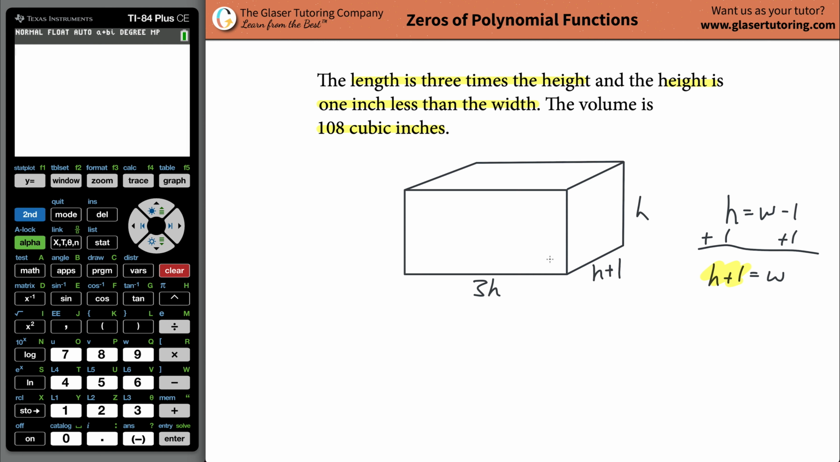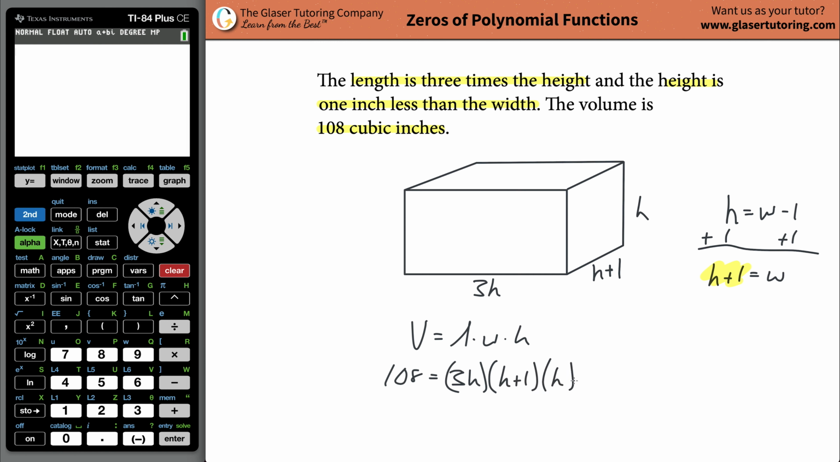Now that you have everything labeled properly, the last thing is it tells us the volume is 108 cubic inches. So we really need a relationship now between the volume and the dimensions of the box, and we know what that is, right? We know that the volume of a box is going to be equal to the length times the width times the height. So the volume of 108 cubic inches is going to be equal to the length of the box, which we said is 3h, times the width, which is going to be h plus 1, times the height, which is just h.